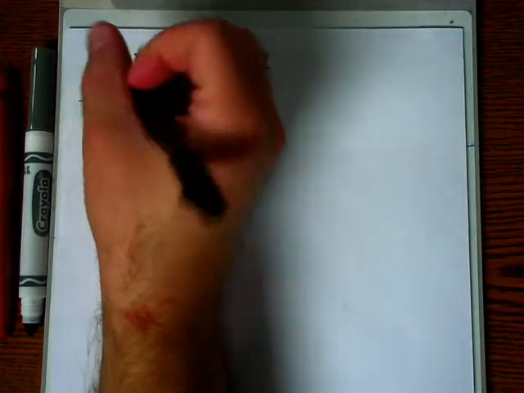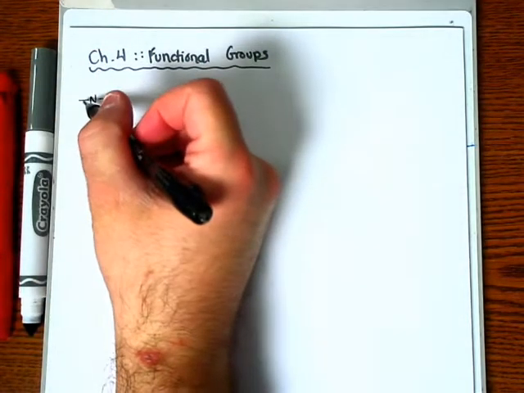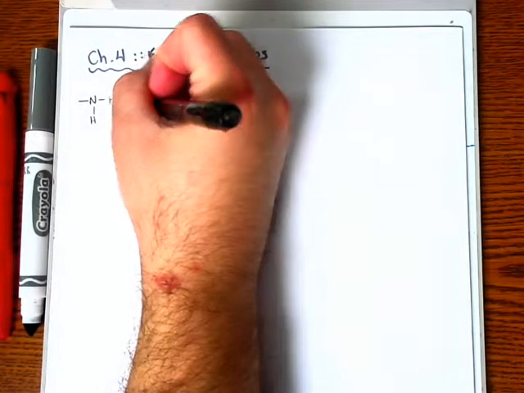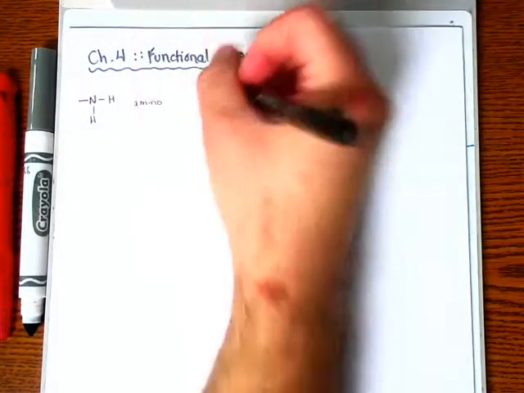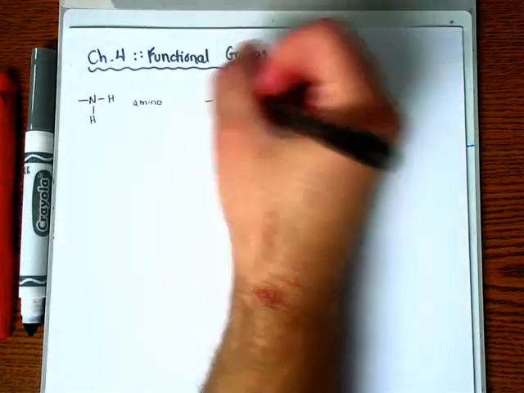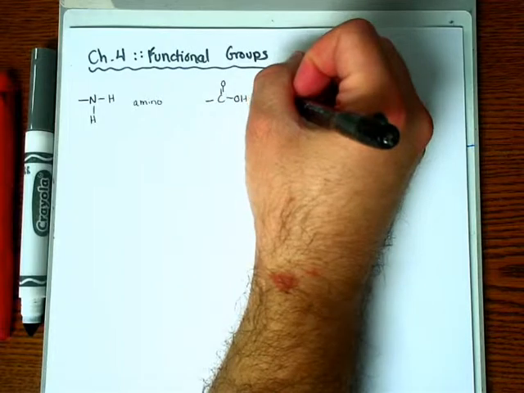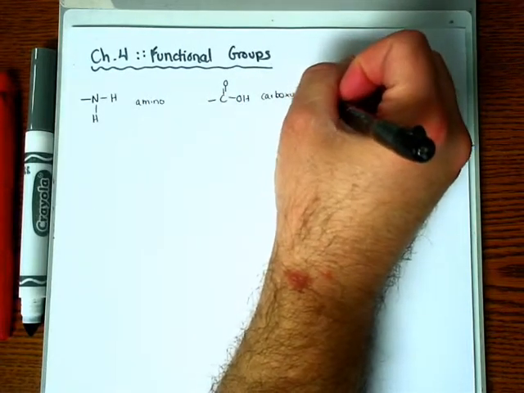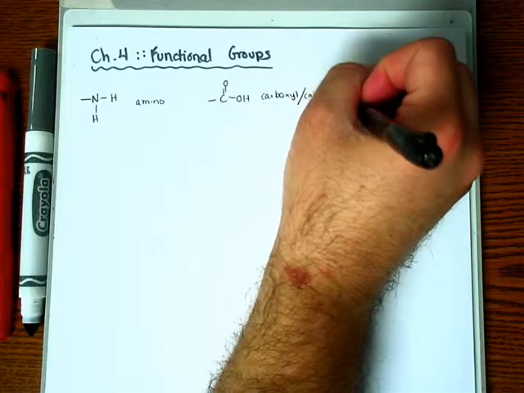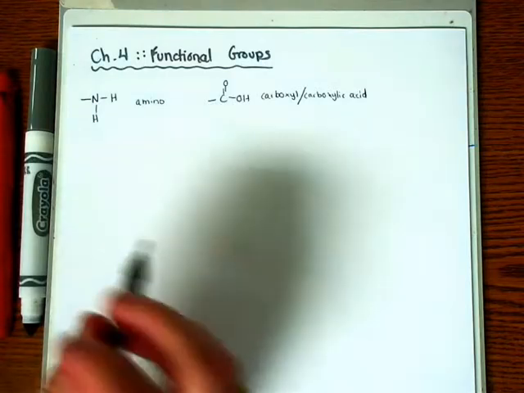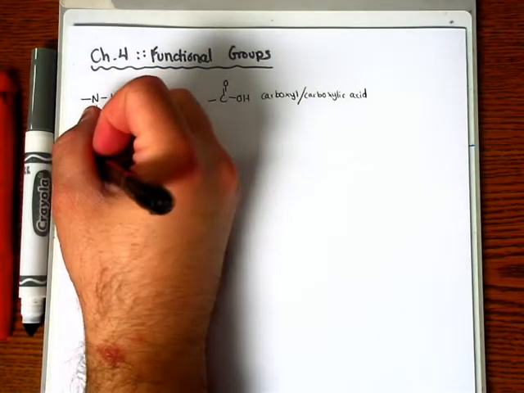My open line here refers to the fact that this nitrogen is going to be connected to a carbon, because these are the organic functional groups. This is an amino group. This is going to be our carboxyl group or carboxylic acid group. Again, those two names are referring to the same thing.